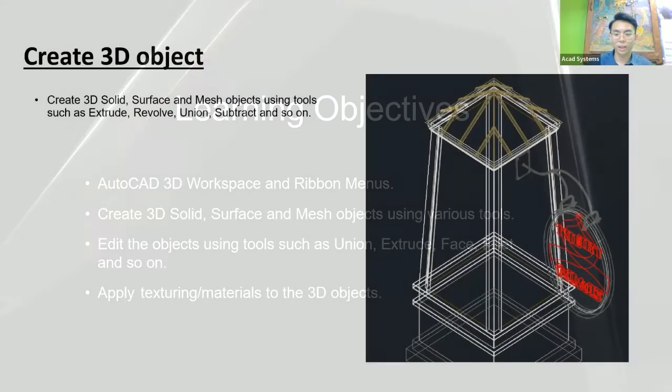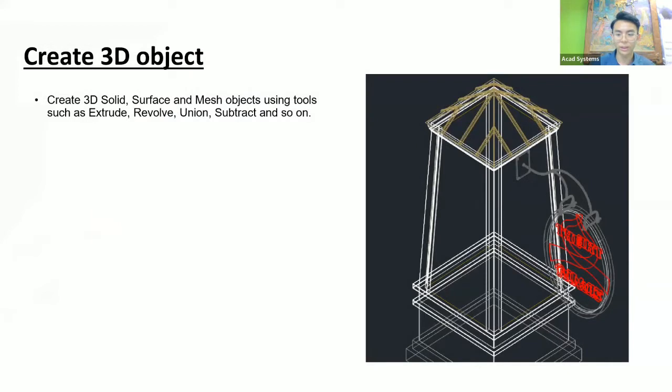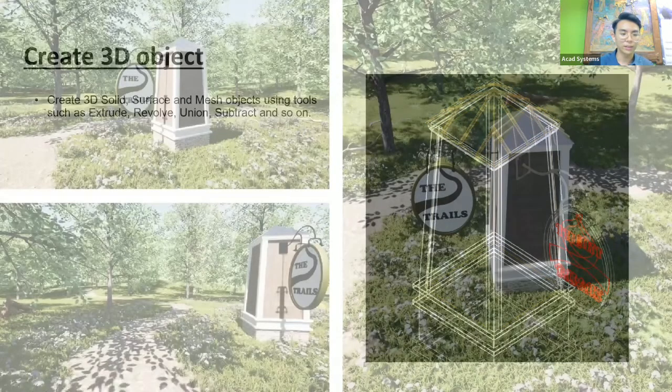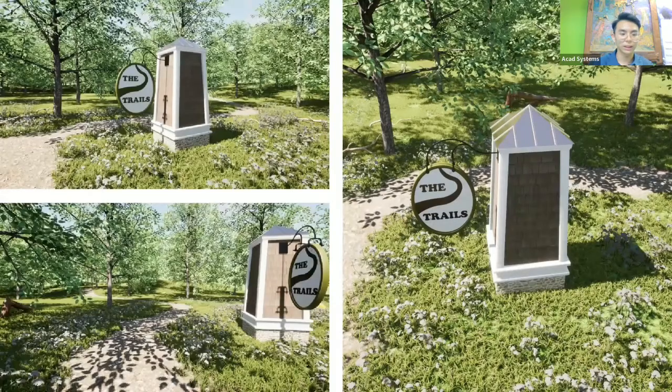So here is the object that we are working on today, which is the trail sign. For this trail sign, we will use some functions like extrude, maybe subtract, union, and revolve. A lot of functions we'll be using to create it from a 2D object. And this will be the final result of the trail sign. It's a render image of it. We will have this result today.